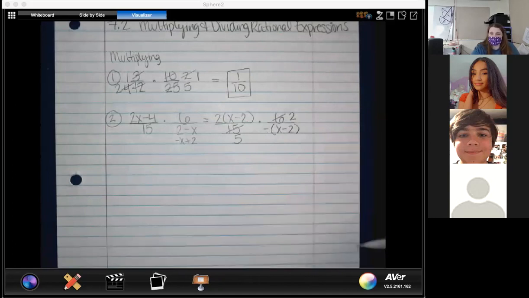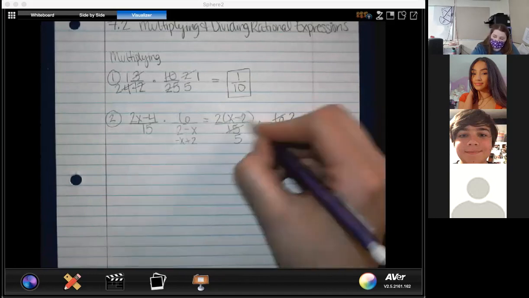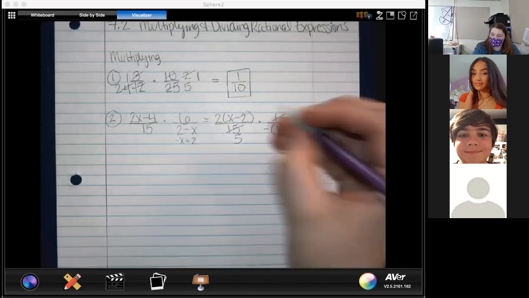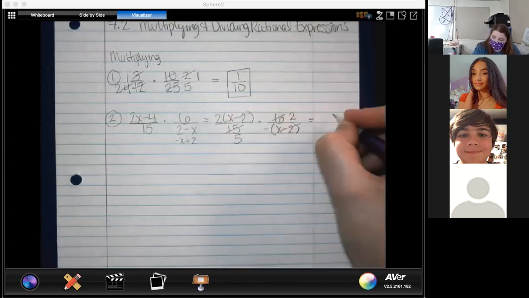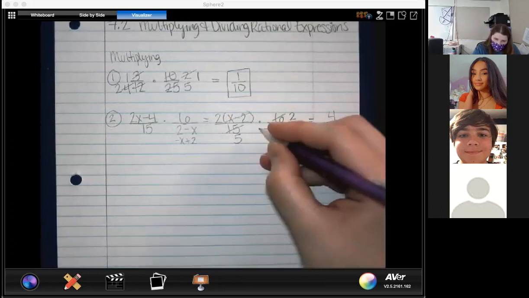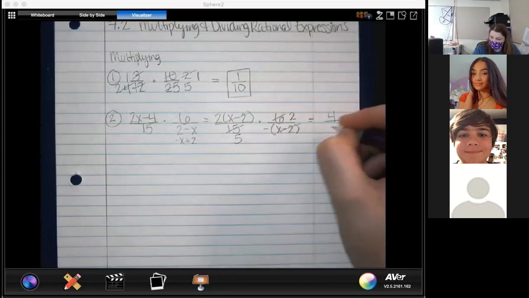Now, with my expressions, however, I do have x minus 2. So x minus 2 can simplify. And now that everything's as simplified as can be, and we simplified common factors, then I can multiply. So 2 times 2 gives me 4. And 5 times negative 1, the imaginary 1 there, would be negative 5.